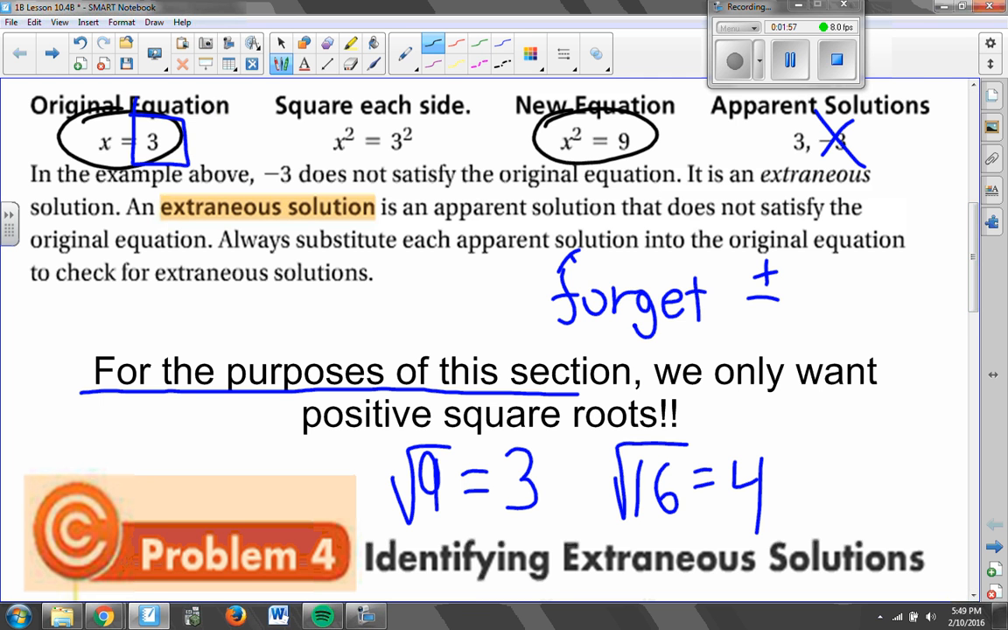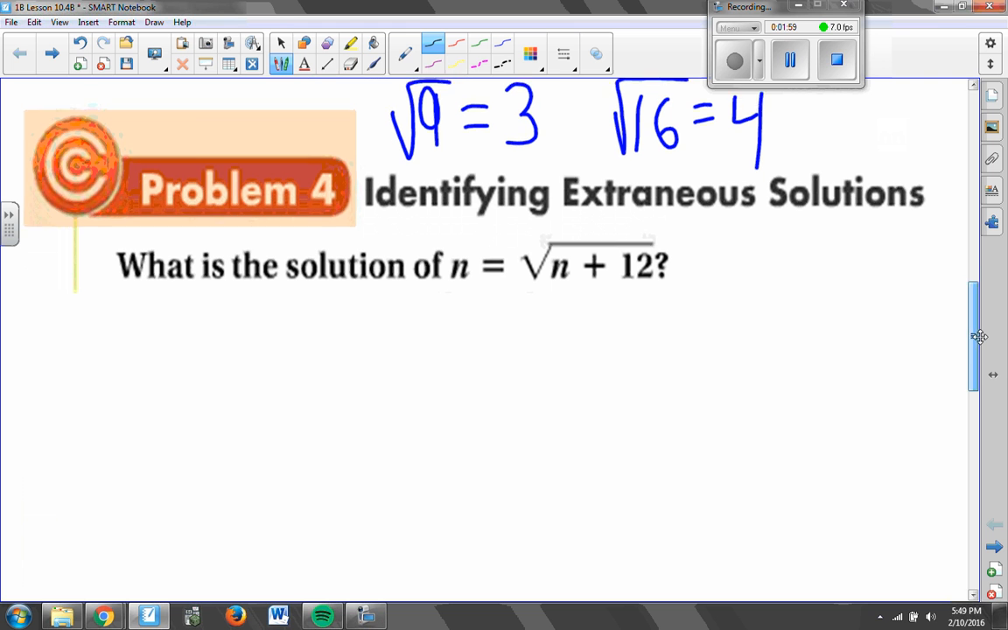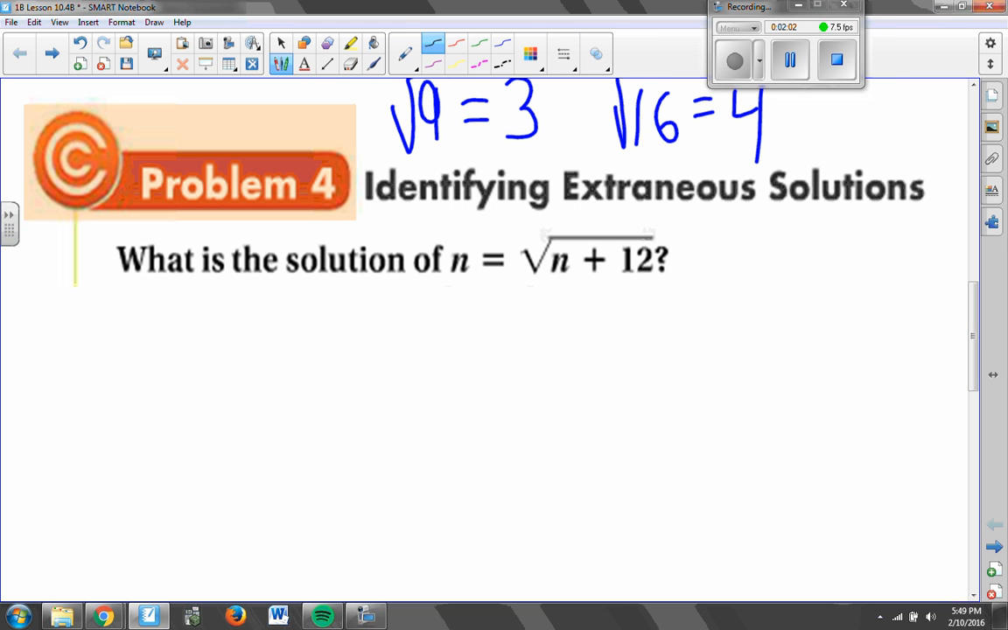So let's get into an equation that actually has one of these solutions so we can see what they look like. Here we're being asked to find the solution of n equals the square root of n plus 12. Notice on the right side of the equal sign, the radical is all alone. So we can just square both sides of this equation and get rid of that square root. The left side now becomes n squared, the right side becomes n plus 12 because my square root symbol went away.